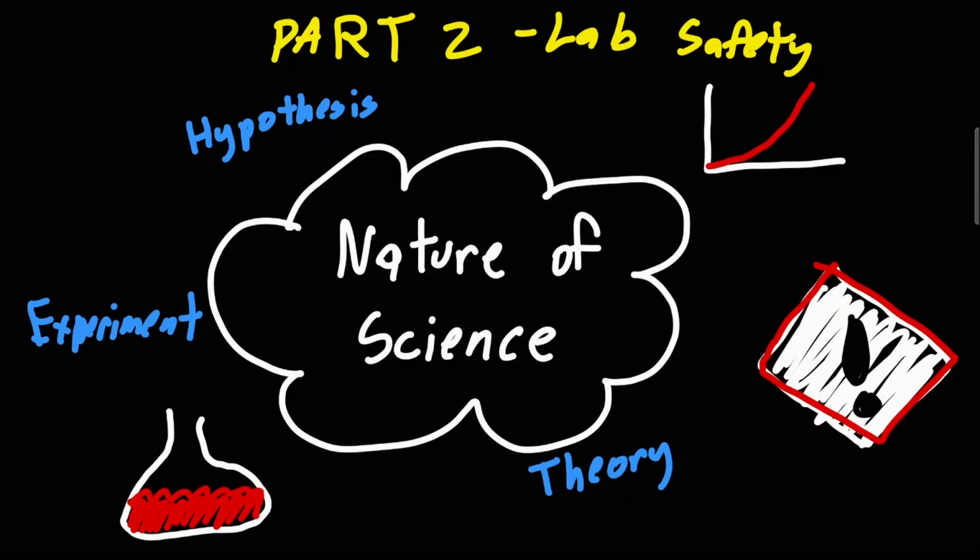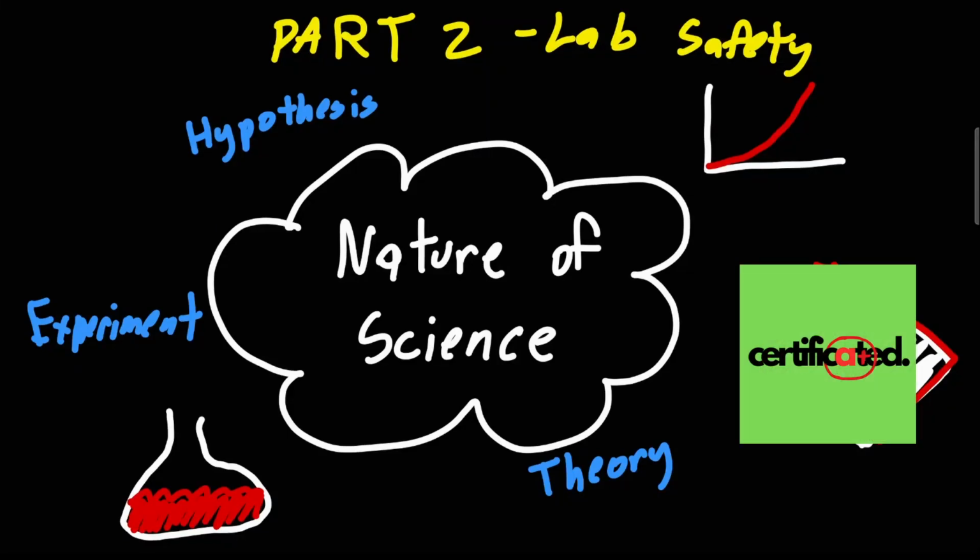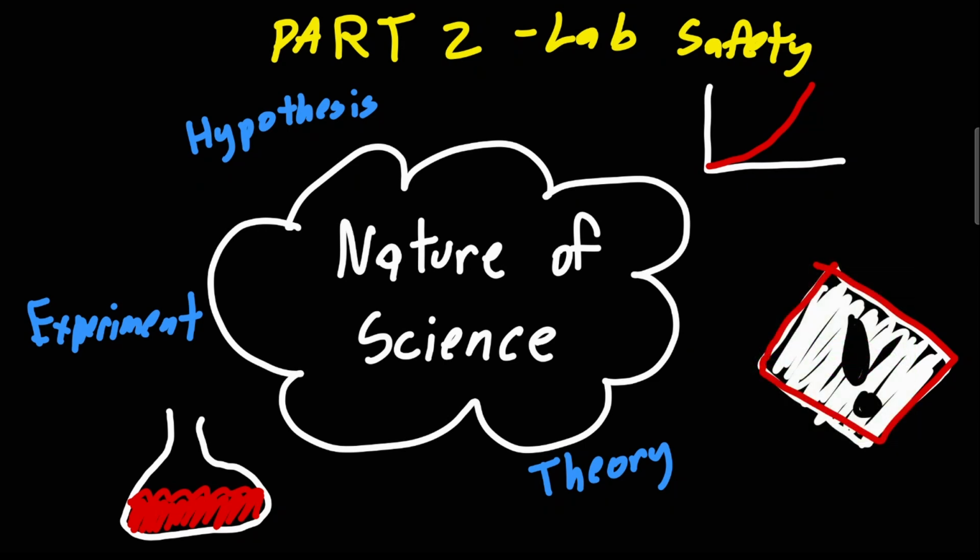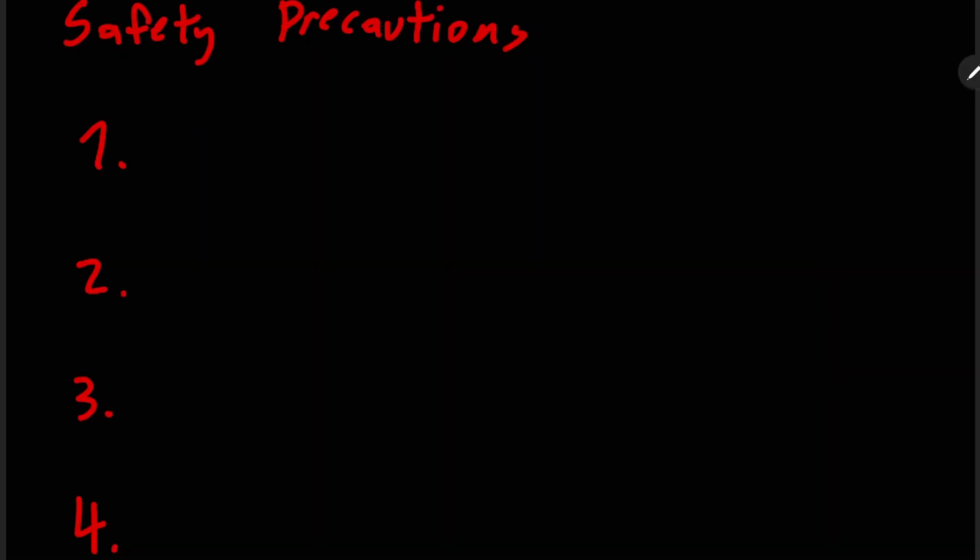To yet another video focusing on the Nature of Science chapter for Junior Cert Science. In the previous video, we looked at the scientific method, so watch that if you haven't already. And now we will look at lab safety, including safety precautions, warning symbols, and so on. We will look at common safety precautions.